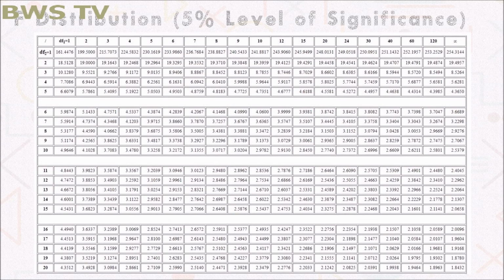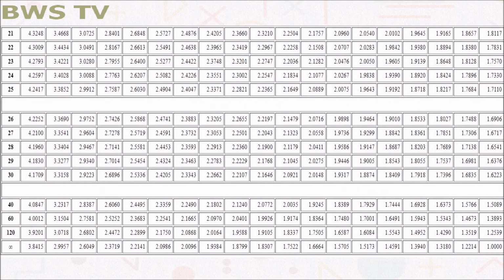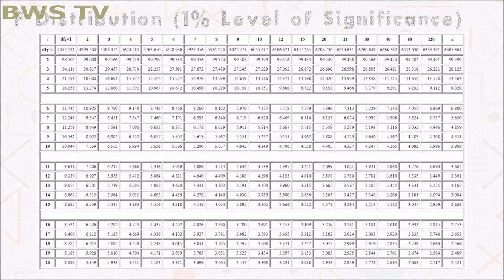So here is an example of the F distribution table at 5%. Here we have an example of the 1% level of significance of the F distribution table.